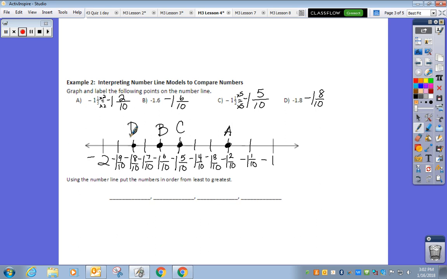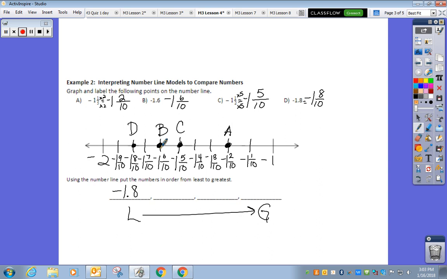It says using the number line, put the numbers in order from least to greatest. On a number line, least to greatest is just simply left to right. So I would start with point D, which was negative 1 and 8/10. If I go back to the original problem, it was written as a decimal, so I'm going to write it as a decimal. As long as I show that these two are equivalent somewhere on my paper, I could also write that mixed number, but again, I would have to show it's equivalent.